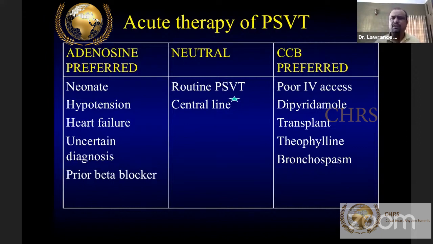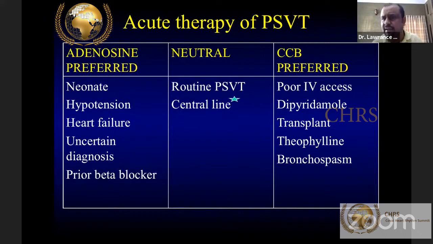Because you have two drugs which are very good, when do you use adenosine, when do you use diltiazem, or can you use both in any patient? I can give a little information on this. You prefer adenosine if the patient is a neonate or an infant, if the patient has hypotension, if the patient has evidence of heart failure, if the diagnosis is uncertain, or if the patient is on a prior beta blocker. Because if you give diltiazem again in a patient on a beta blocker, it can cause hypotension from the synergistic effect of beta blocker and calcium channel blocker together.